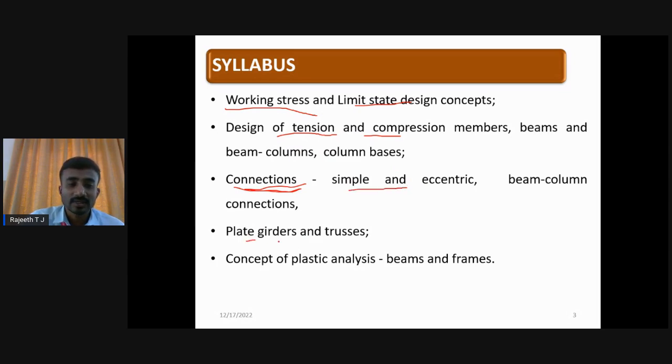And here there is no need to read plate girder and trusses in depth, you can go for just the basics. One more important concept here is the plastic analysis of beams and frames. You are going to see questions on this topic, plastic analysis. So this is about the syllabus.